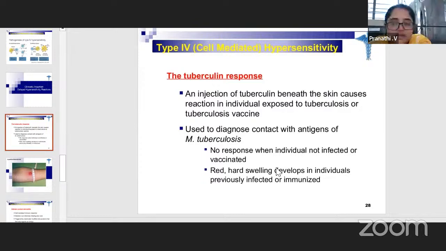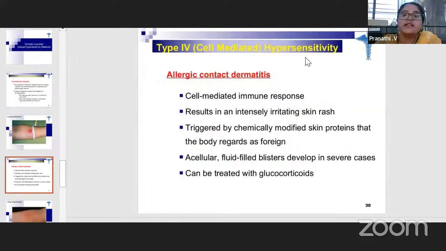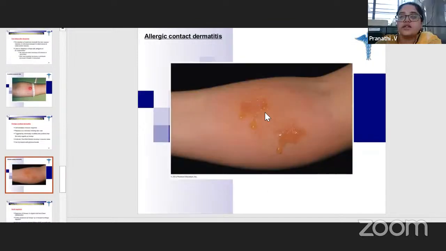So we have the BCG vaccine, because of which this can be seen whenever the test is taken. But depending upon the active infection and passive infection, we will know whether only vaccination has caused this or whether there is any kind of infection. And then we have allergic contact dermatitis, wherein you have a cell-mediated response. So you have a very irritable skin rash. It can be any kind of modified skin proteins that are going to be treated as foreign, and you're going to get some blisters and different kinds of lesions. Finally, you will treat with a steroid. This is the kind of oozing also that you can see, blisters coming up with fluid that is going to come out of the skin, especially in the case of allergic contact dermatitis.